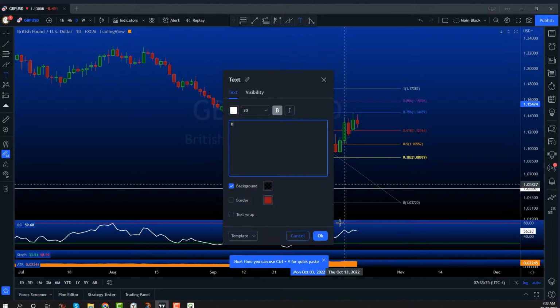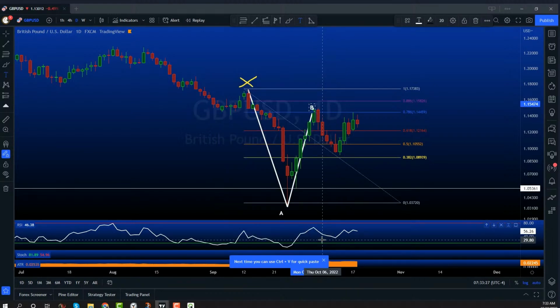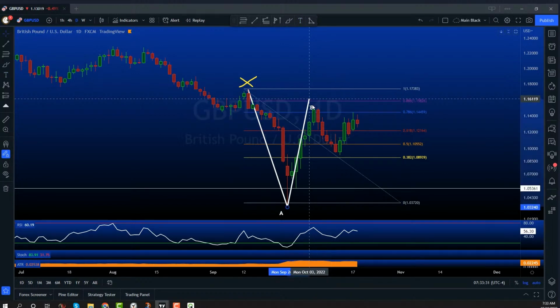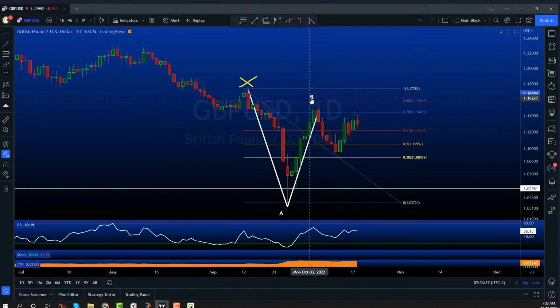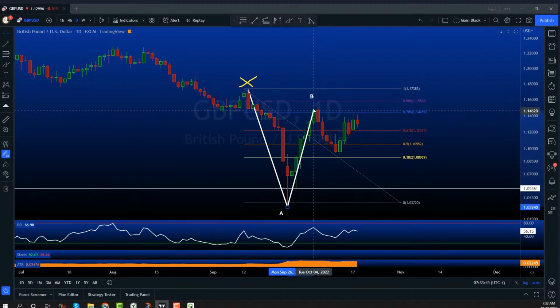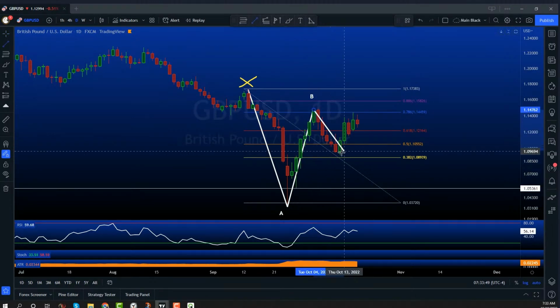And you can see that our B leg hits our 786. So the fact that we hit our 786 Fibonacci retracement level makes this an invalid cipher, an invalid bat, and an invalid Gartley as well. So it puts us on butterfly alert. We then have a C leg. Our C leg comes nowhere near violating the A leg. So this is going to be valid as well.